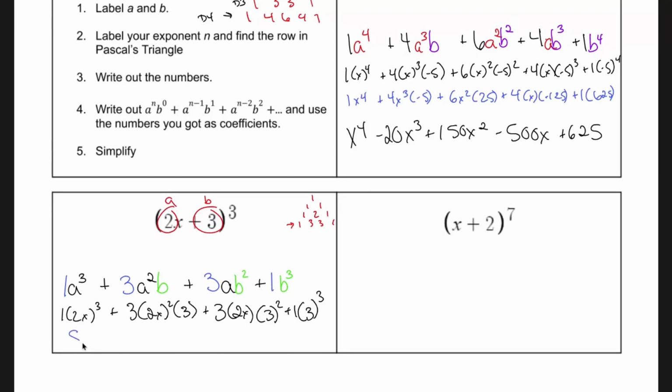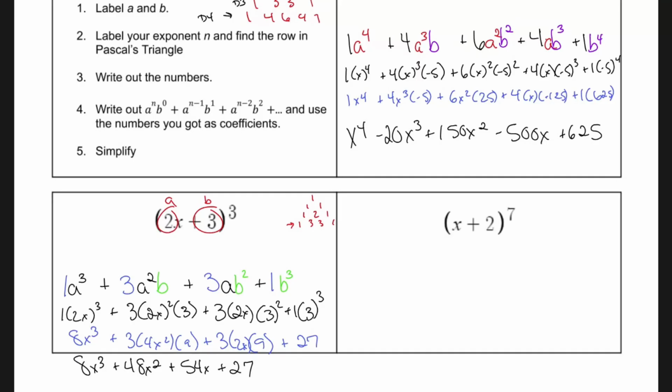2 times 2 times 2 is 8, x to the 3rd, plus 3 times 4x squared times 3, plus 3 times 2x times 9, plus 1 times 27. And we'll just clean this up by writing it out one more time. 8x to the third. 3 times 4 is 12 times 4 is 48, so 48x squared. What would that be? 54x. 27. Yuck.